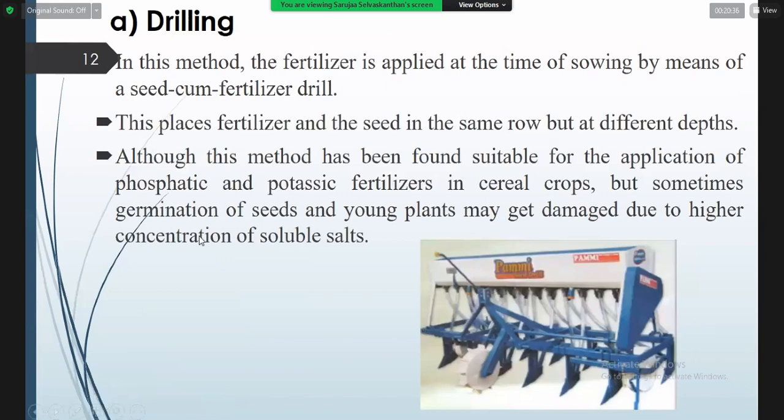This method has been found suitable for the application of phosphatic and potassic fertilizers in cereal crops. But sometimes the germination of seed and young plants may be damaged while using this machinery. Then young plants and seeds are damaged. This is the main disadvantage of using this machinery: damage due to the higher concentration of soluble salt. That is the disadvantage.